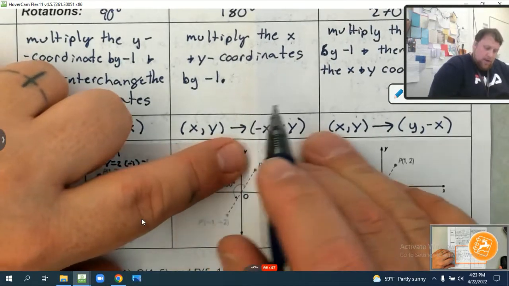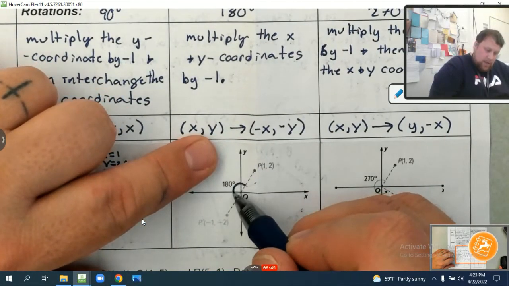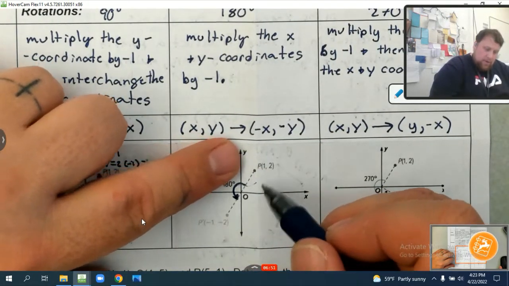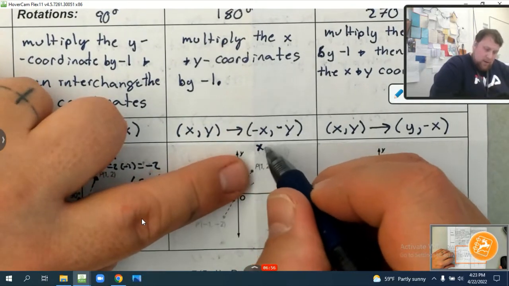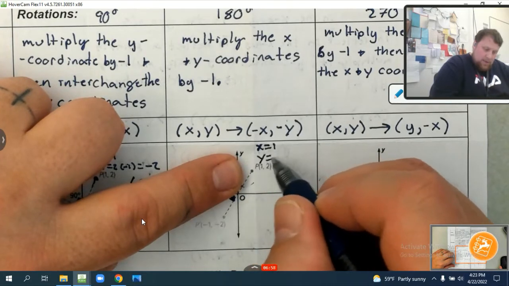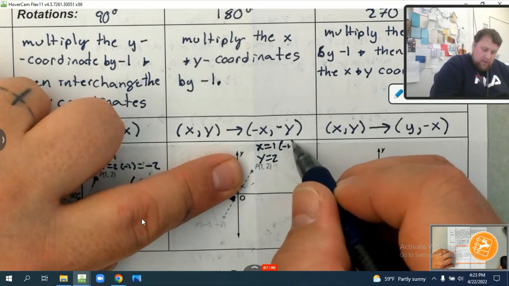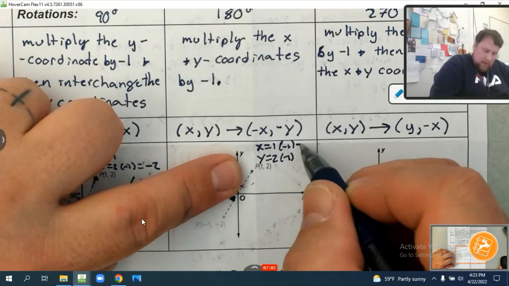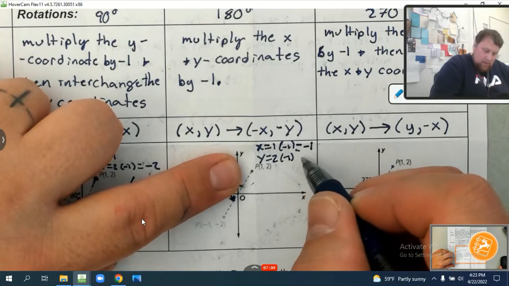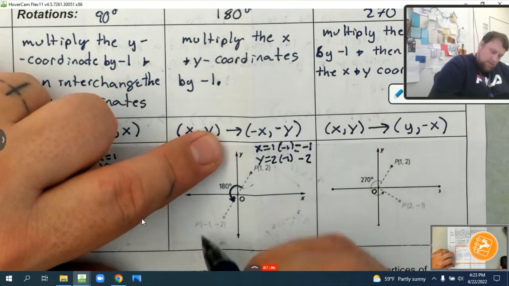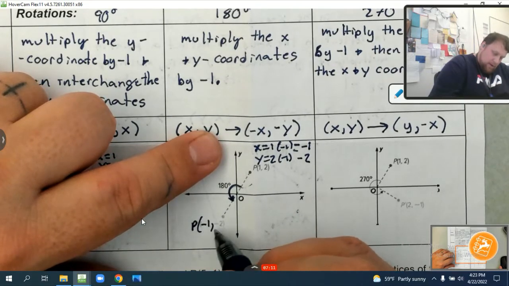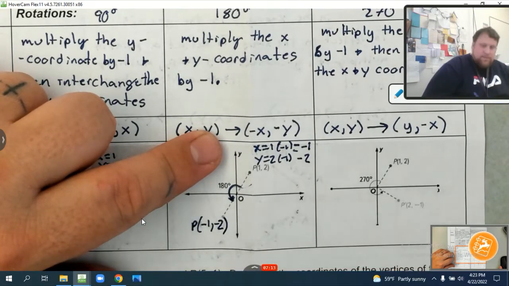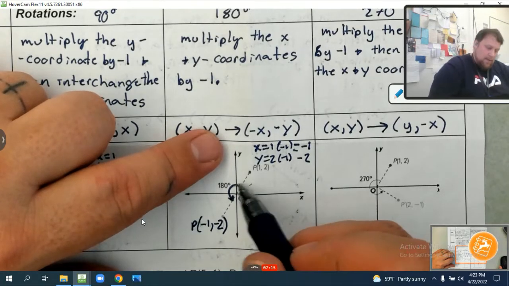Over here, to make a 180-degree, a straight line rotation, right? That 180-degree rotation, we just simply multiply both. So if my x is 1 and my y is 2, we're going to multiply both by -1. And we get the new point of (-1, -2), which is what you see right down here. It's that P' (-1, -2). Okay? And that makes a 180-degree rotation.